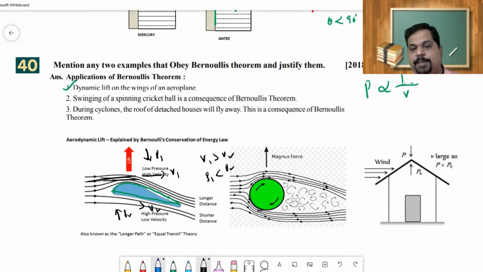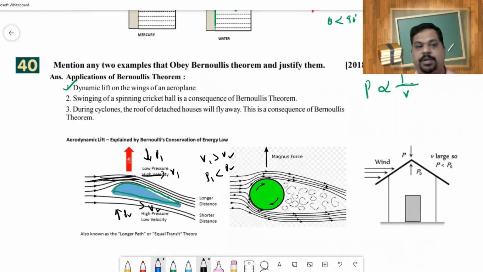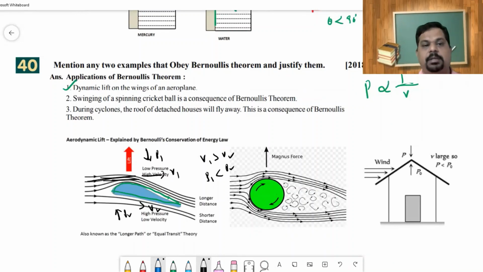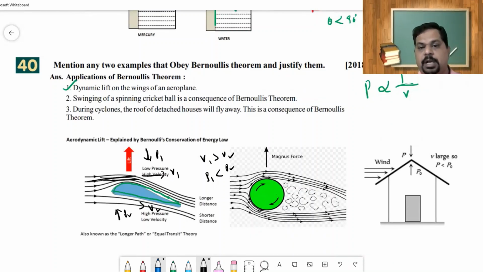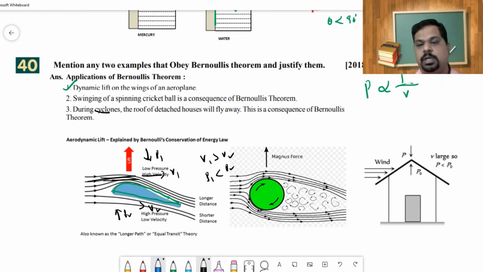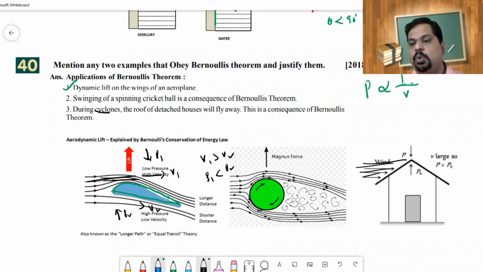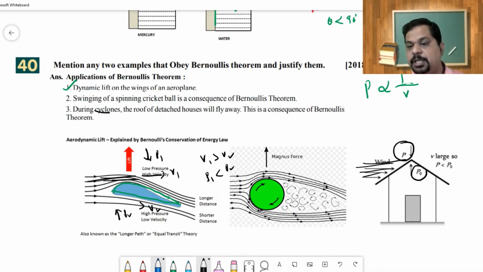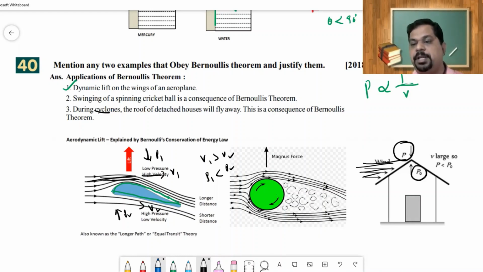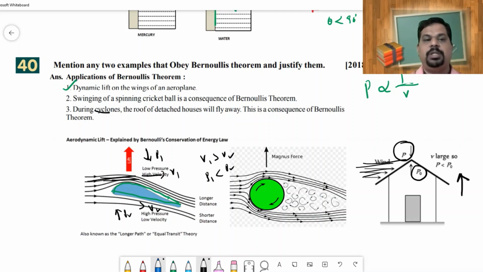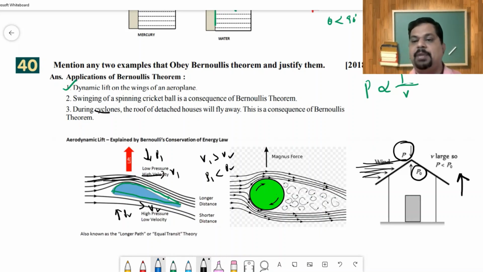Just now we discussed the Magnus effect. That is also because of Bernoulli's effect. So swinging of a spinning cricket ball is a consequence of Bernoulli's theorem. Or you can simply write the Magnus effect. Another important example we find during cyclones: the roof of a hut detaches and flies away. Same logic: when the wind blows very fast, a low pressure is created outside, and the pressure inside is more than the outside pressure. So it experiences a net force, and because of that, the roof will detach. So all these are consequences of Bernoulli's theorem.